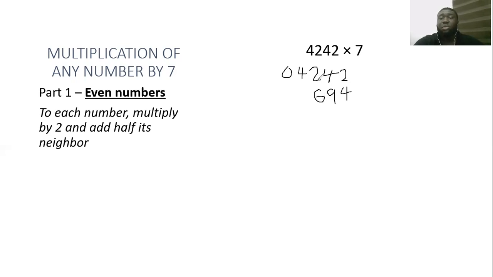Okay, we go to the next number. We have 4. 4 multiplied by 2 is 8. 8 plus half of 2, which is 1. 8 plus 1 is 9. Then we go to 0. 0 times 2 is still 0. Now 0 plus half of 4. Half of 4 is 2, so we have 2.